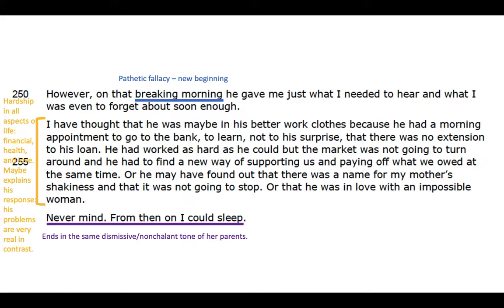Never mind, from then on I could sleep. I love that ending again. It ends with the same dismissive, nonchalant tone of her parents. We saw it with her mother talking about the turkey's egg. And we saw it with her father basically saying, oh, it's all right. People think these things sometimes. And so she's kind of taken that on, and it's helped her in life, clearly.